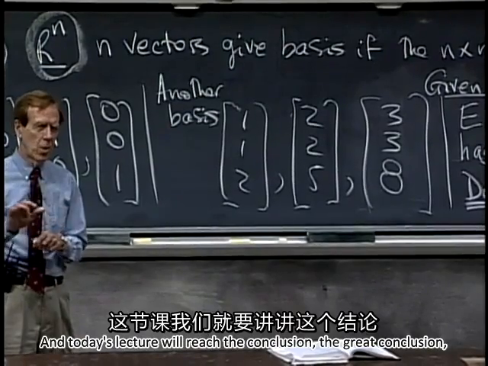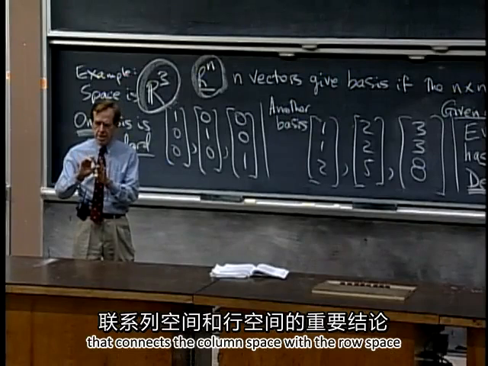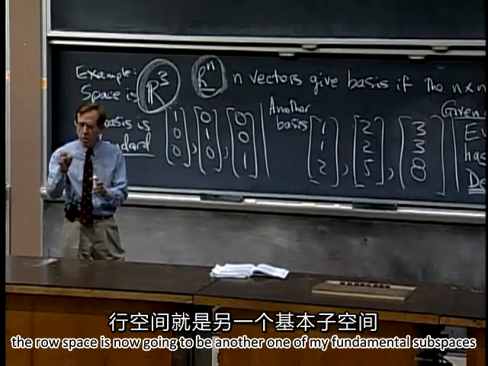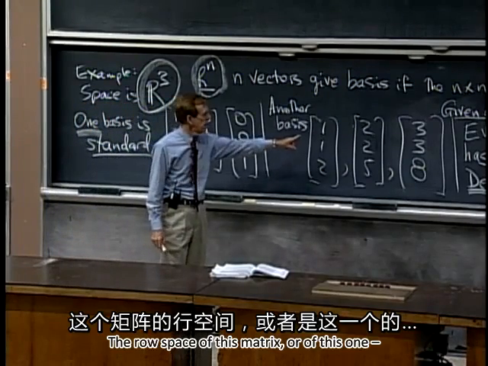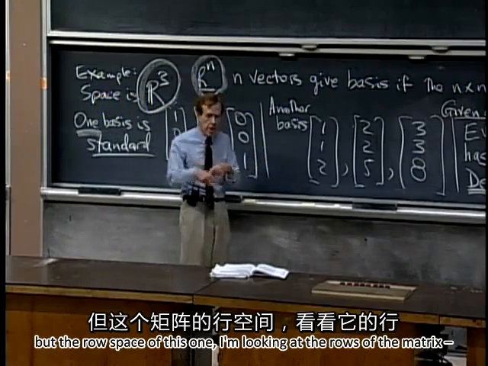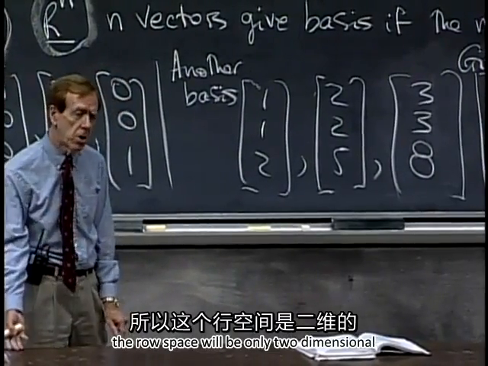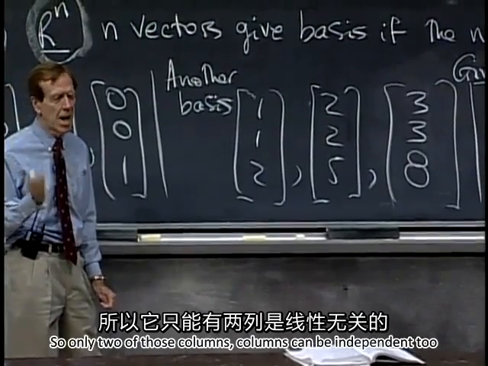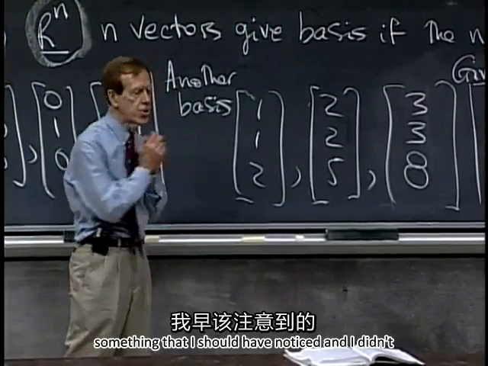And today's lecture will reach the great conclusion that connects the column space with the row space. So the row space is now going to be another one of my fundamental subspaces. The row space of this matrix, or of this one, well, the row space of this one is okay. But the row space of this one, I'm looking at the rows of the matrix. Anyway, I'll have 2 equal rows, and the row space will be only 2-dimensional. The rank of the matrix with these columns will only be 2. So only 2 of those columns can be independent too. The rows tell me something about the columns, in other words. Something that I should have noticed and I didn't.